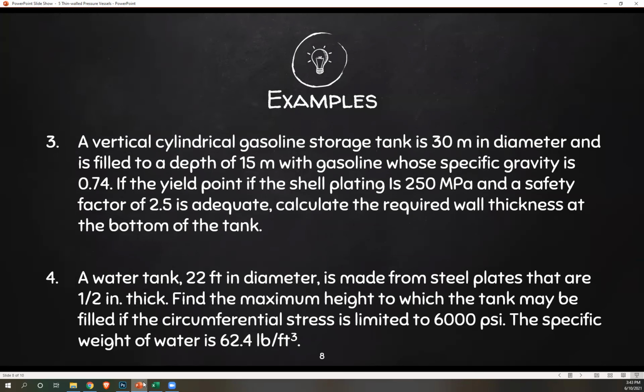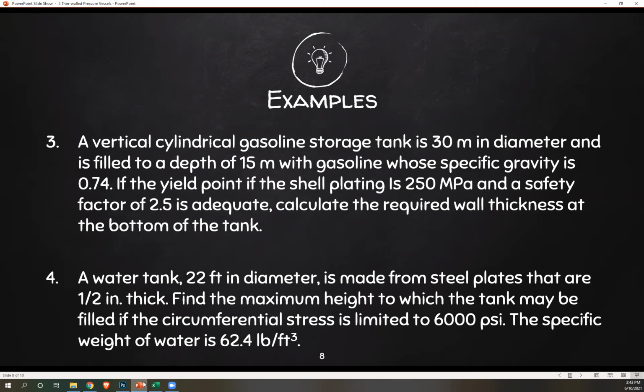A water tank 22 feet in diameter is made from steel plates that are half an inch thick. Find the maximum height to which the tank may be filled if the circumferential stress is limited to 6,000 psi. The specific weight of water is 62.4 pounds per cubic feet. Specific weight is the same as unit weight. In the metric system, that's 9,810 Newton per meter cube. For the English system, it's 62.4 pound per cubic feet.